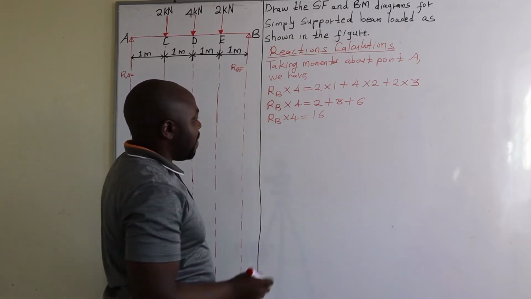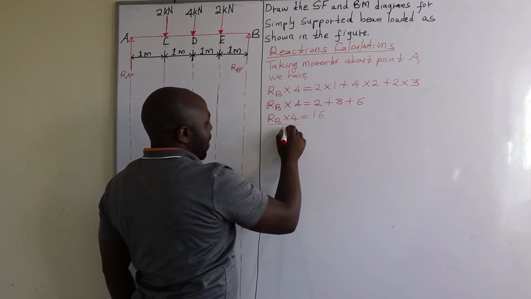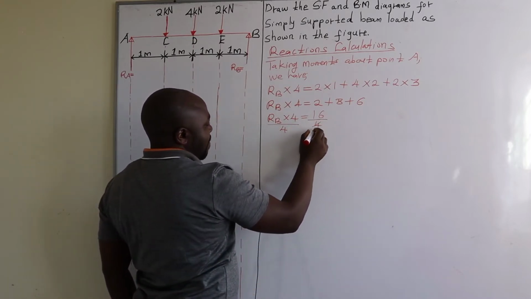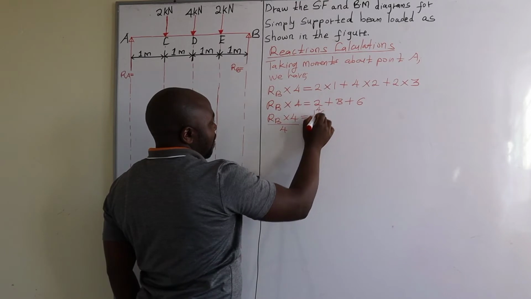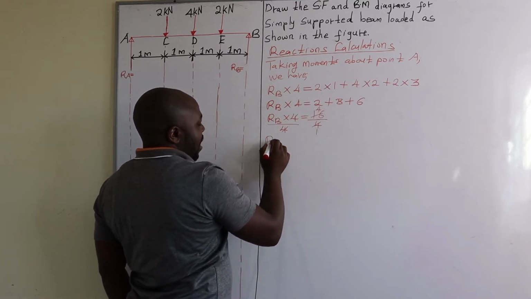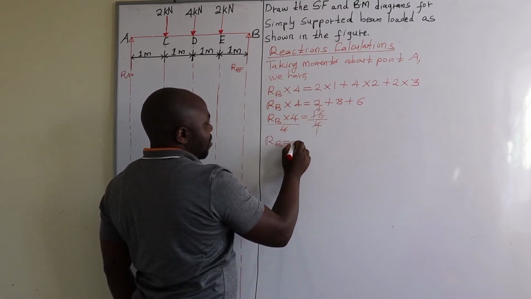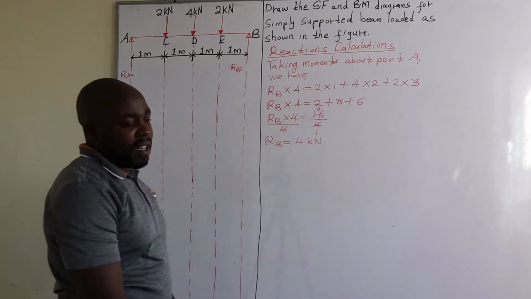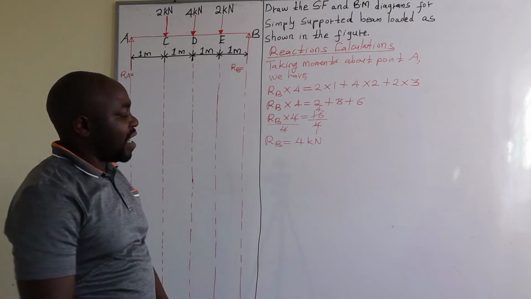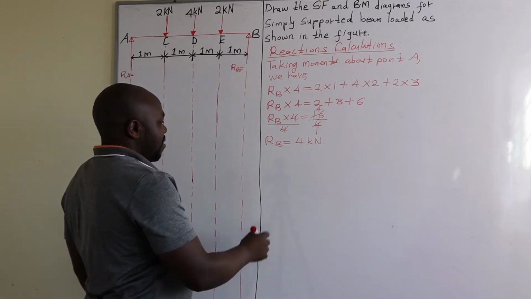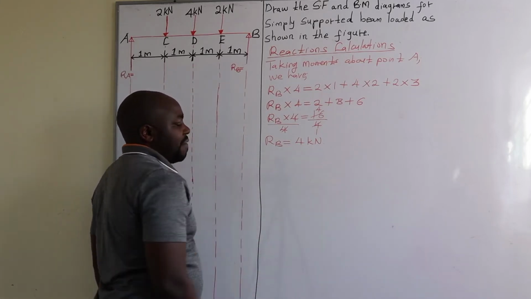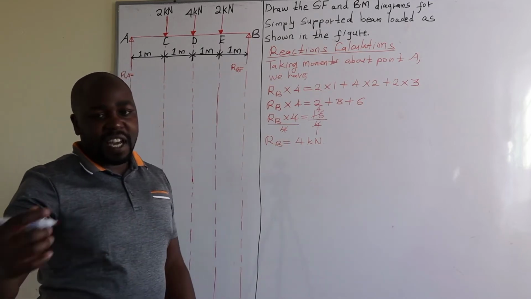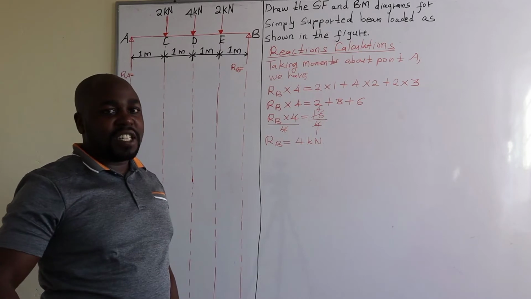So to get the value of RB, we are going to divide both sides by 4. And therefore, the reaction at B is going to be 4 kilonewtons. Then from there, we determine the reaction at A. As we have stated in Newton's third law of motion, for every action there must be an equal and opposite reaction.